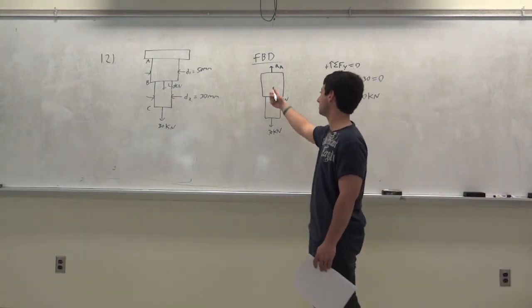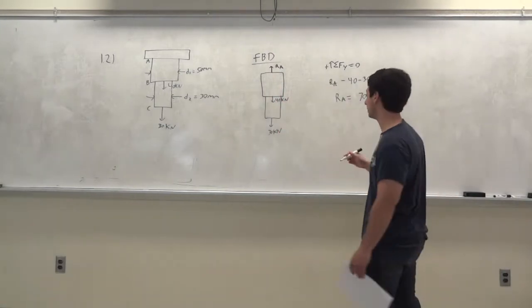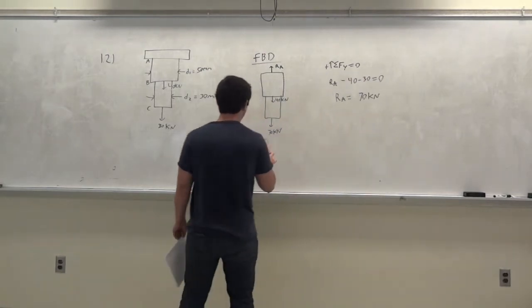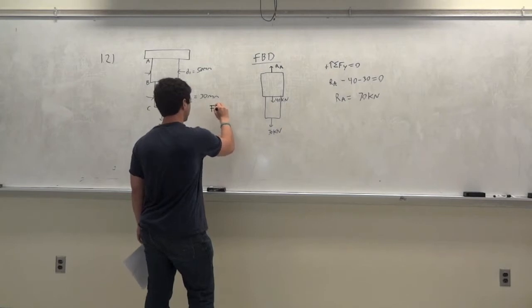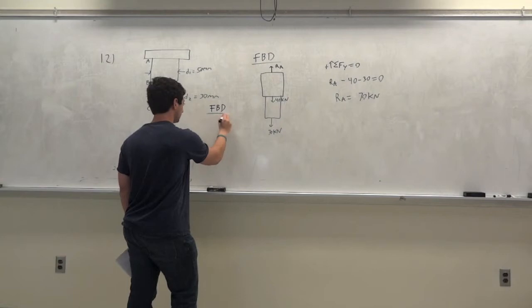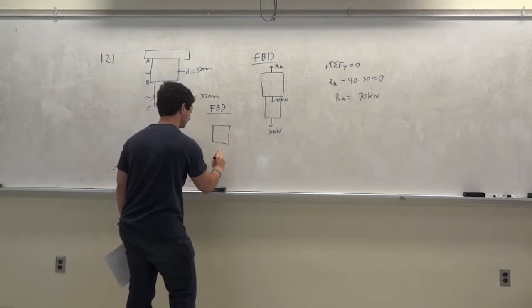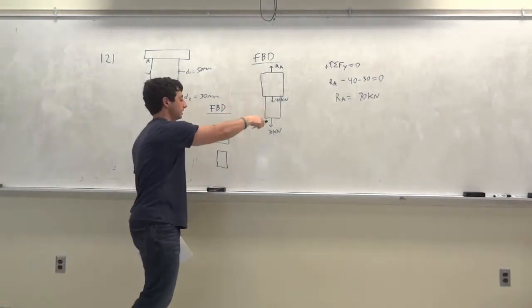Now we want to know the forces in each rod, okay? So we're going to draw a separate free body diagram of each rod. Let me draw it right here. So this is another free body diagram, and now I'm disconnecting these two rods, rod AB and BC.